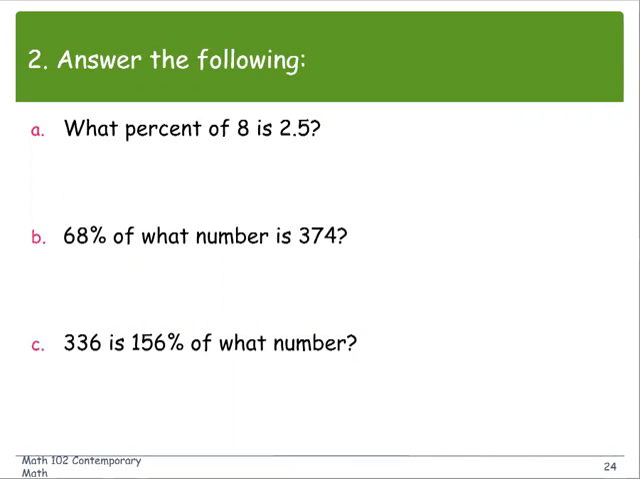For the second set of examples, we're going to answer the following. In part A, what percent of 8 is 2.5? Based on the formula A equals P times B, "what percent" means the P, "of" means multiply, the value B, "is" means the equal sign, and A is 2.5. Pretty much we swap the left and right hand sides of the formula that we used in the past.